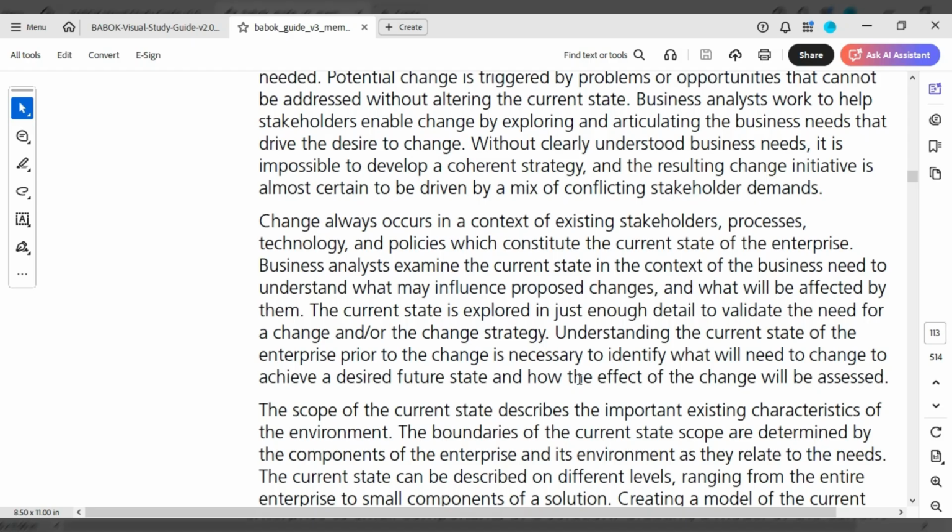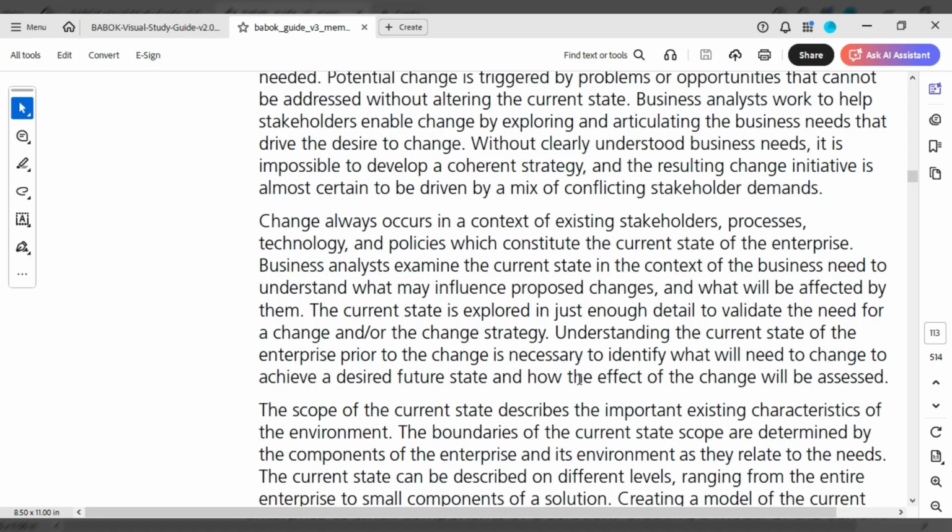Now, technology. They have existing technology, whether it is paper, it is their technology. Okay, and policies, yes. Every business is driven by their policies, which constitute the current state of the enterprise. Business analysts examine the current state in the context of the business needs to understand what may influence proposed changes and what will be affected by them.